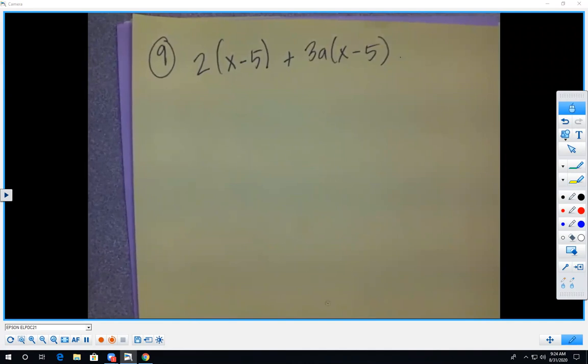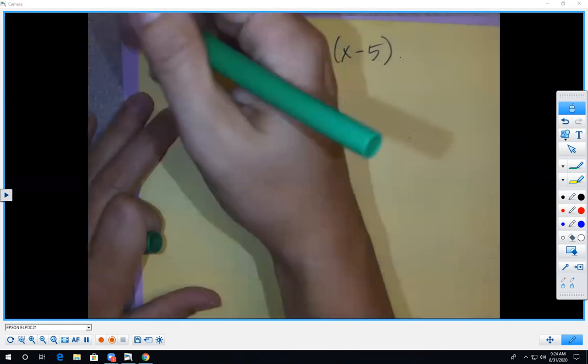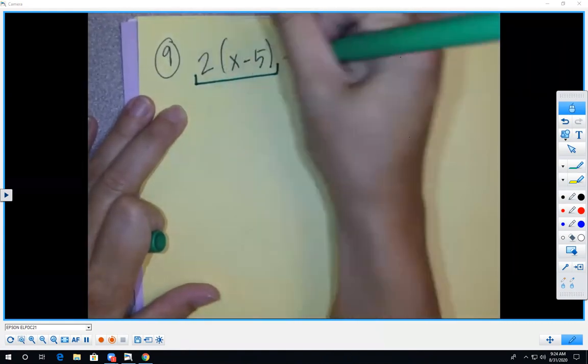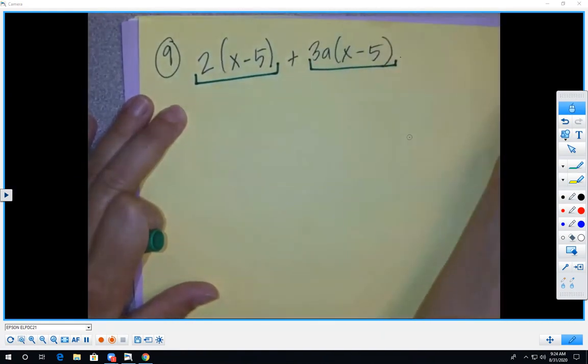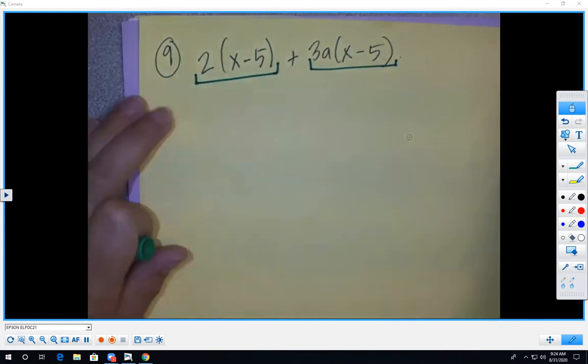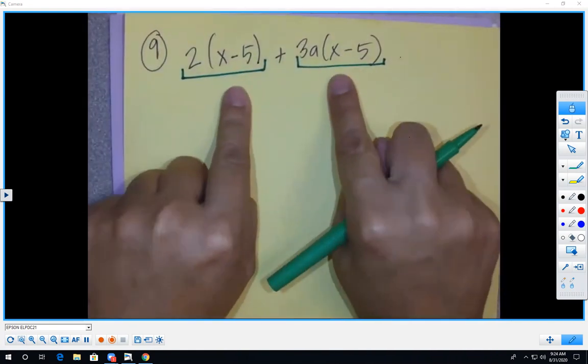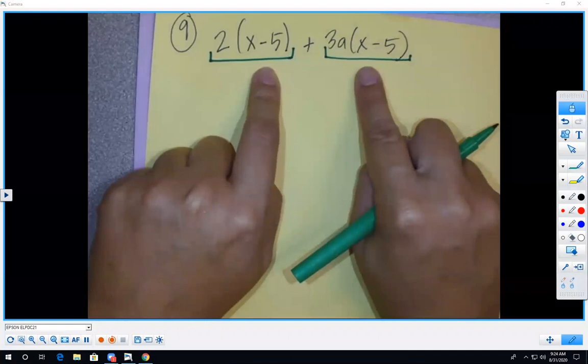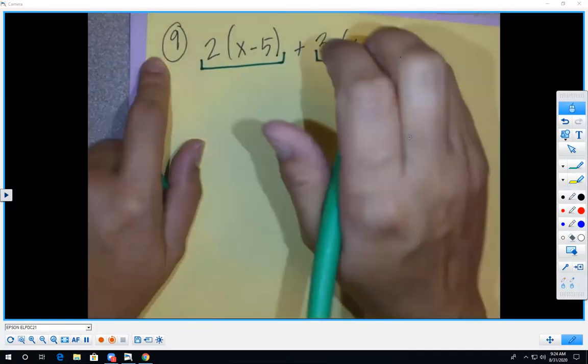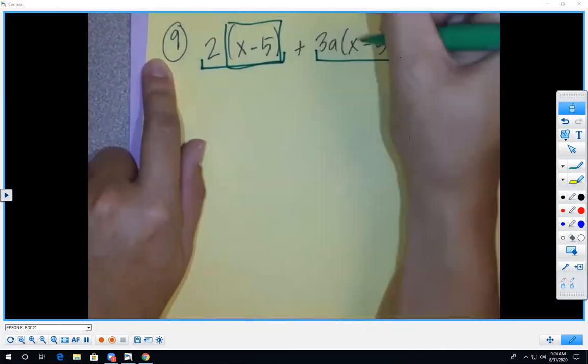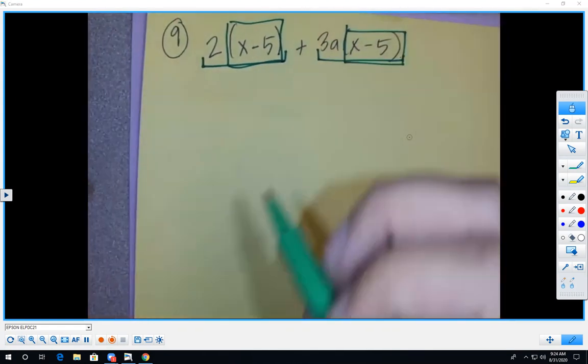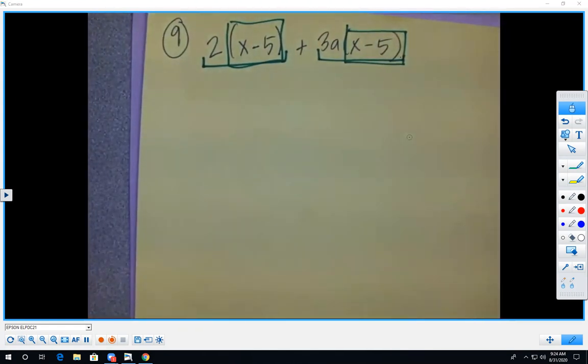Okay. So here, looking for the greatest common factor. This is one term and this is one term. So of my 2 terms here, what do they have in common? X minus 5. It's weird, but this is the thing they have in common. So that is what I'm going to pull out.